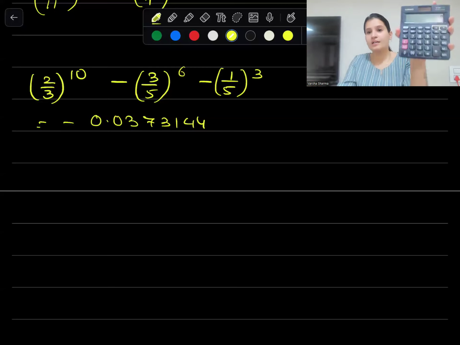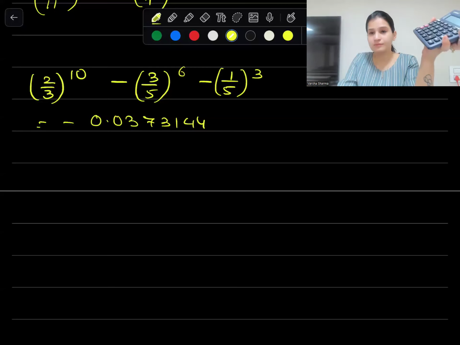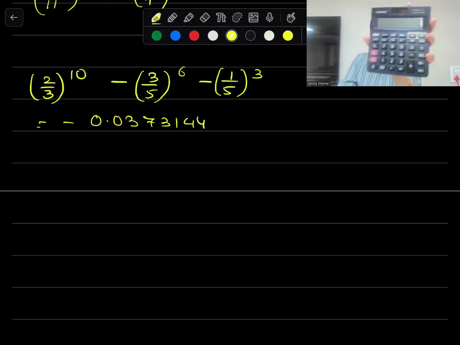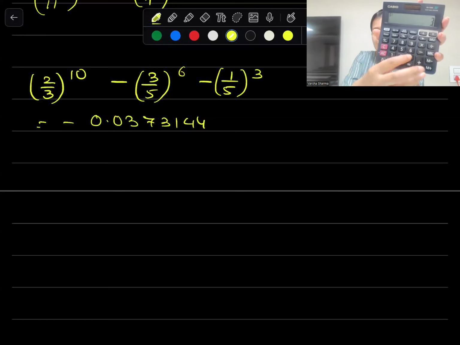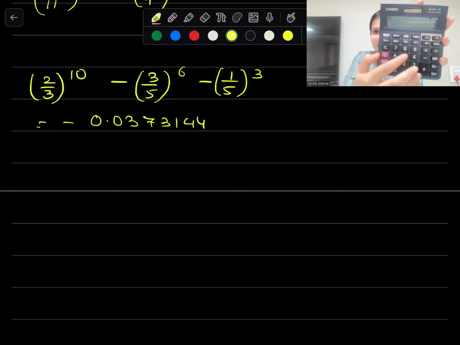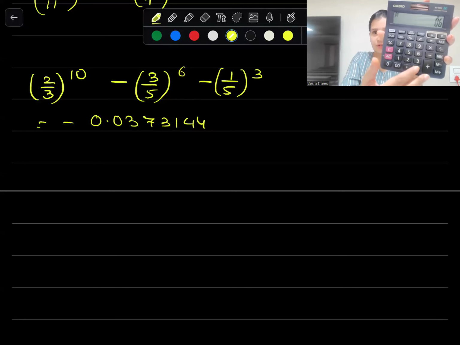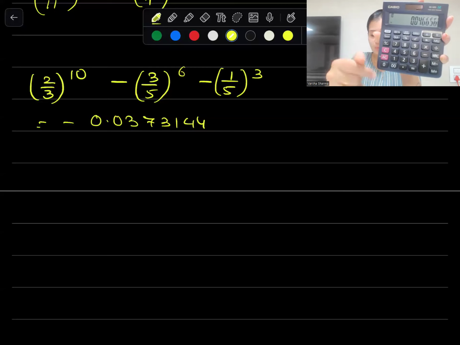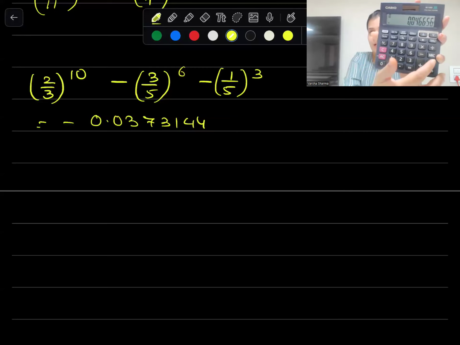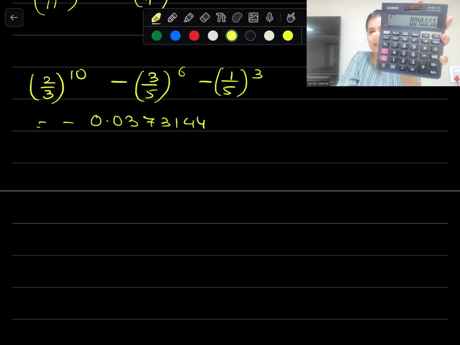Sure. You ready with your calculator? Yes, ma'am. Okay. First, I'm calculating 3 divided by 5. Finding it, raising it to the power 6. 2, 3, 4, 5, 6. Now, before this term, there is a negative sign. So, saving it in the memory as M minus. Done till here also? Yes, ma'am.